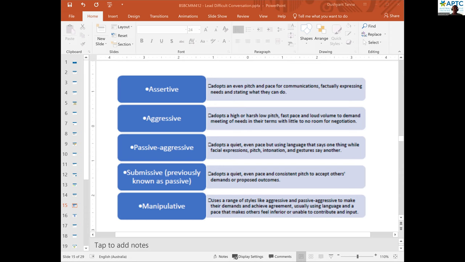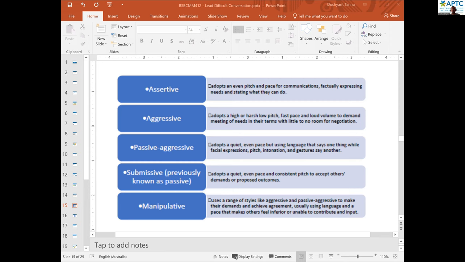Now let me explain each of it. Assertive adopts an even pitch and pace for communication, factually expressing needs and stating what they can do. Very good style. Maintaining the pace, not too high, not too low, the same pace, right? And they are really admitting the need of resolving a conflict, a win-win thing. Aggressive: a harsh, low pitch, fast pace, loud volume. When we are shouting at someone, it's the aggressive nature, isn't it? Aggressive style of communication.